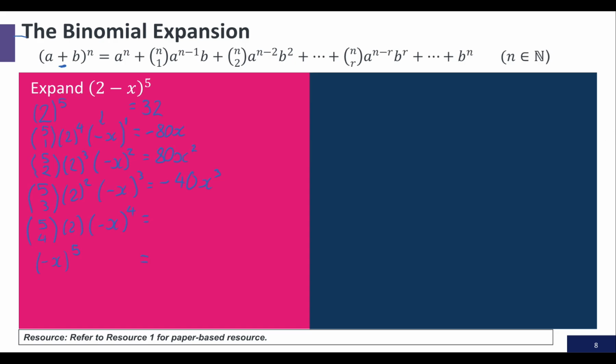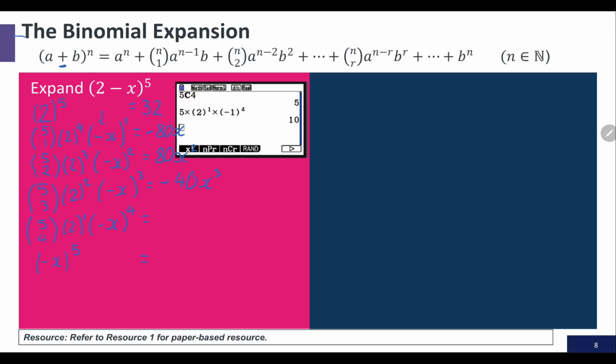And the last term, let's have a look, or the second to last term, sorry. In my calculator, it's going to go 5 choose 4, multiplied by 2 to the power of 1, multiplied by minus 1 to the power of 4. And there we go. 5 choose 4 is 5. And then it's 5 multiplied by 2 to the power of 1, multiplied by minus 1 to the power of 4. So if I use my calculator, I'm guaranteeing a right answer.